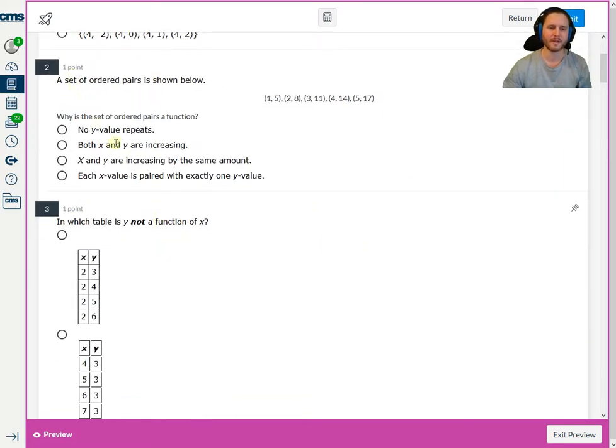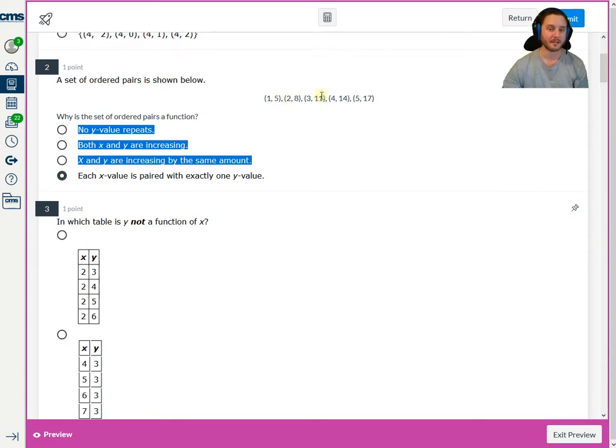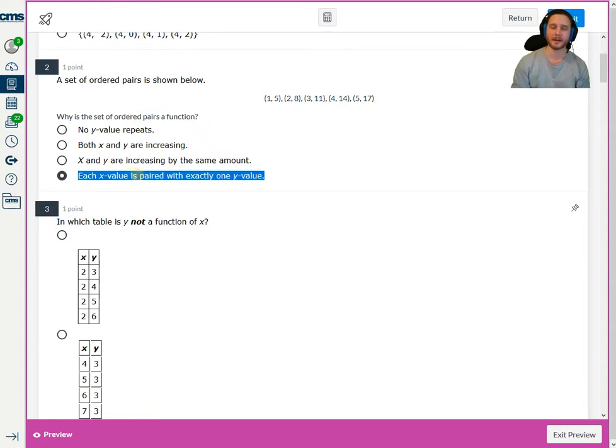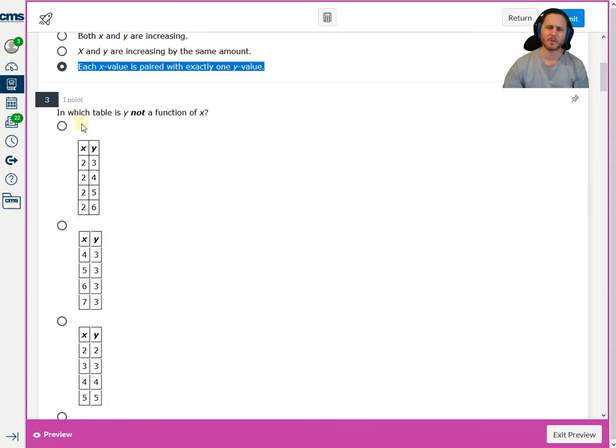For number 2, this one was simply asking what about these values makes it a function. The correct answer is that the x value is paired with exactly one y value, meaning the x value cannot have 2 separate answers. That is what makes it a function. Now, these other 3 things are true about these sets of data. Okay? Just because all 3 of those are true, though, none of those explicitly are what makes it a function. The thing that makes it a function is the fact that the x value is paired with exactly one y value.